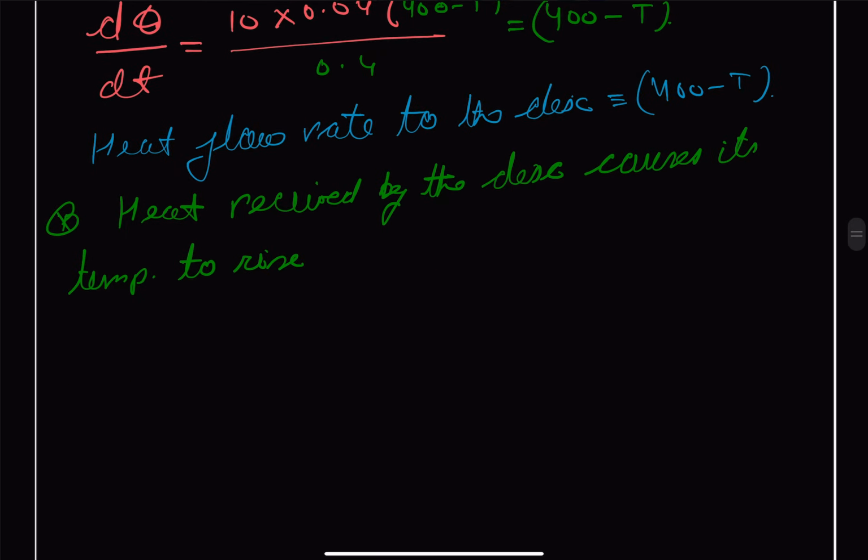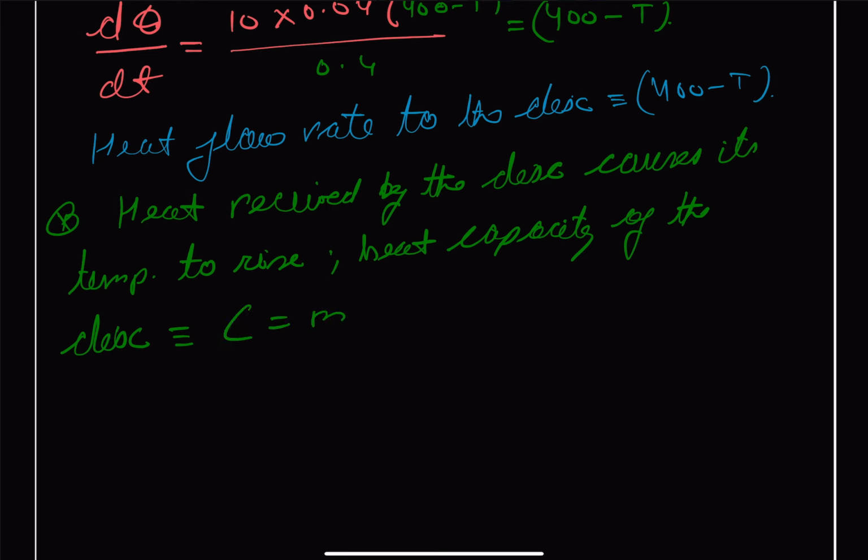Therefore, we can say the heat capacity of the disk, which is denoted as capital C, will be equal to mass times its specific heat. So this comes as 0.4 multiplied by 600, which comes as 240 joule per Kelvin.